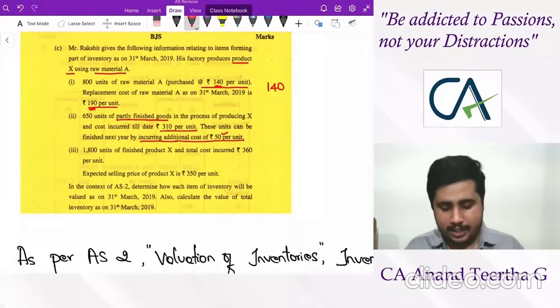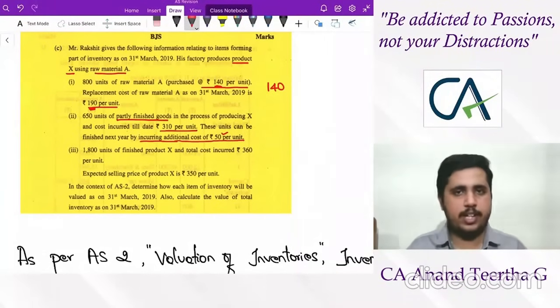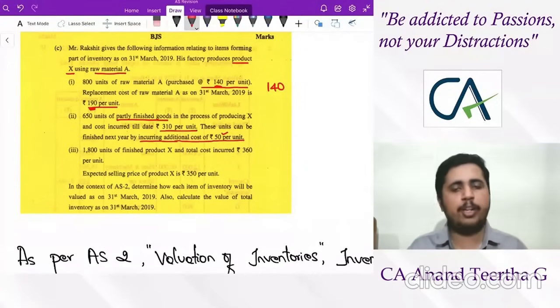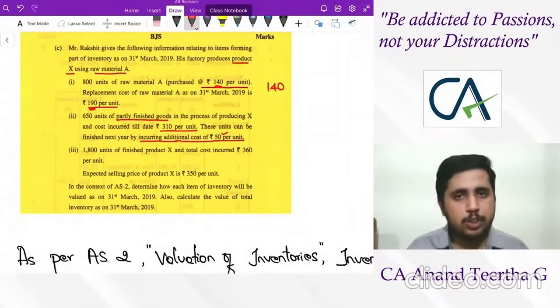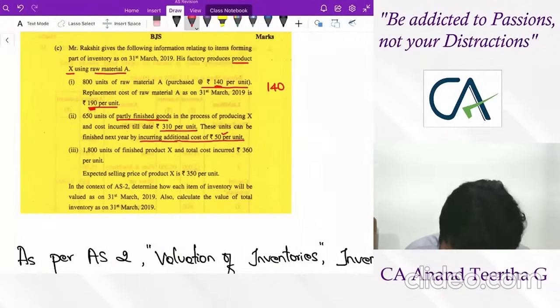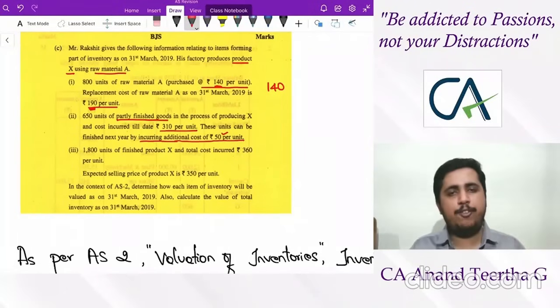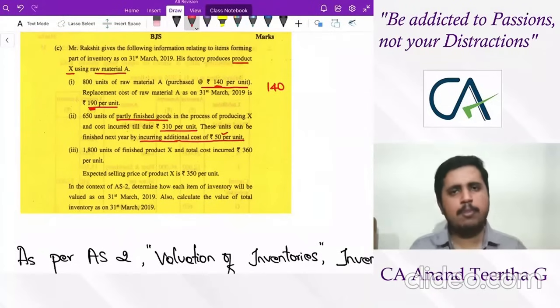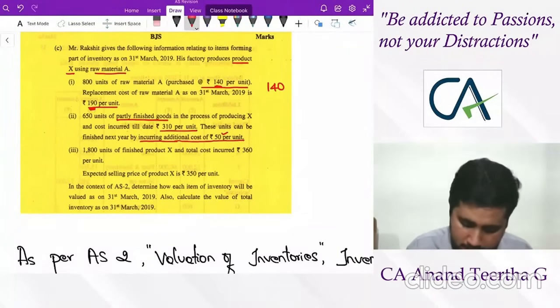Finally, 1800 finished product is considered. For that, should cost of completion be considered? No, because it is already completed. So what should I do then? Directly consider 360. Selling cost is not there. 360 or 350, whichever is less, consider this at 350. Multiply with the number of units to get the value of inventory. So that itself has been written over here, the answer.